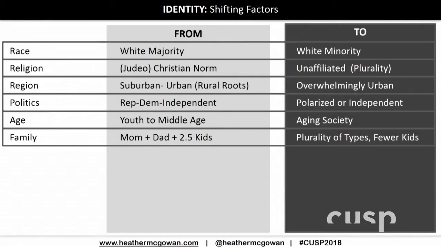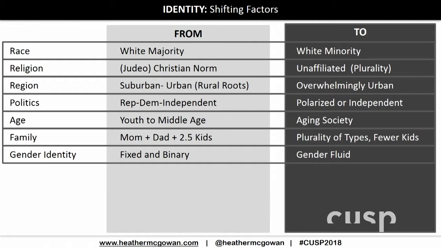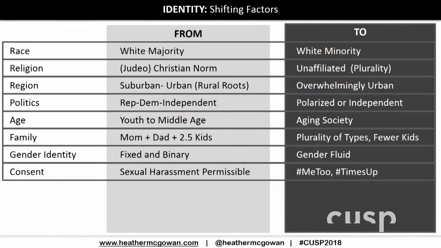And then family, which was mom, dad, and 2.5 kids, is now going to be a plurality of types, and there's an actual middle child extinction going on because now we're having fewer than 2 kids. Gender identity, it's in the news right now because someone's trying to change it, but it was fixed and binary when I was born. It's now much more gender fluid for a lot of people. Consent. It was sort of silently permissible to sexually harass someone. Now we've got Me Too and Time's Up.